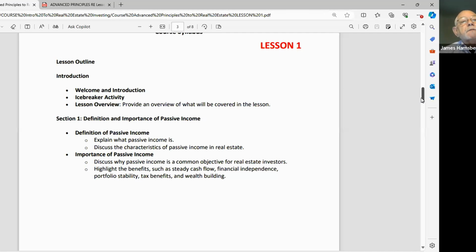A good example of passive income is T-bills, treasuries, CDs, interest on a savings account. These are all passive income sources. You can also have passive income in a real estate investment. You can be a limited partner in a limited partnership. You can buy interest in an REIT, a real estate investment trust. You can buy shares of stock that own real estate on the open market. These are all passive.